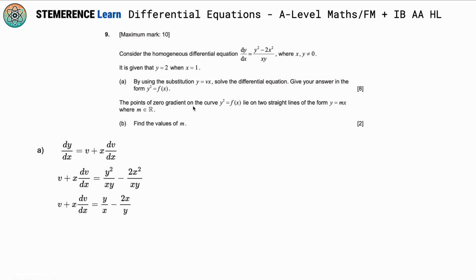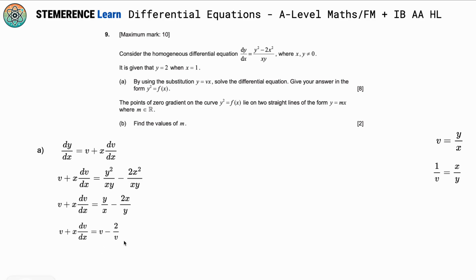And now this is where we make use of this substitution to try and get this equation in terms of just v and x. So we know that y equals vx, so if we divide both sides by x, we get v equals y over x. And then if we raise both sides of this equation to the power of negative 1, we get 1 over v is equal to x over y. And then over here we can basically replace y over x with v, and then replace this x over y with 1 over v. So we get v plus x times dv over dx is equal to v minus 2 over v.